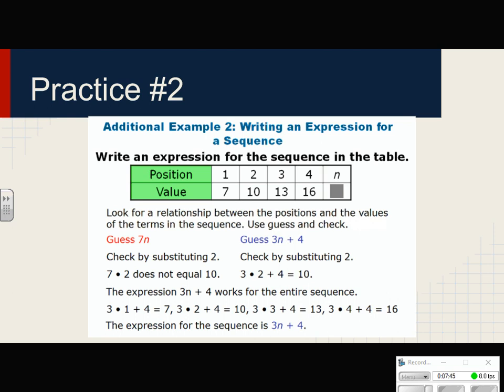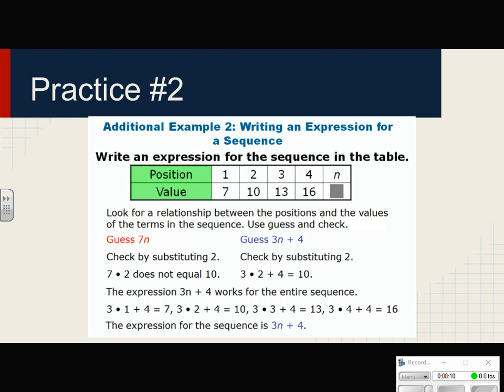2 times 3 gave you 6, plus 4 gave you 10. 3 times 3 gave you 9, plus 4 gave you 13. 4 times 3 gave you 12, plus 4 gave you 16. You got to find a pattern that is consistent every time. So the correct answer for the value is 3n plus 4, which means 3 times n plus 4.